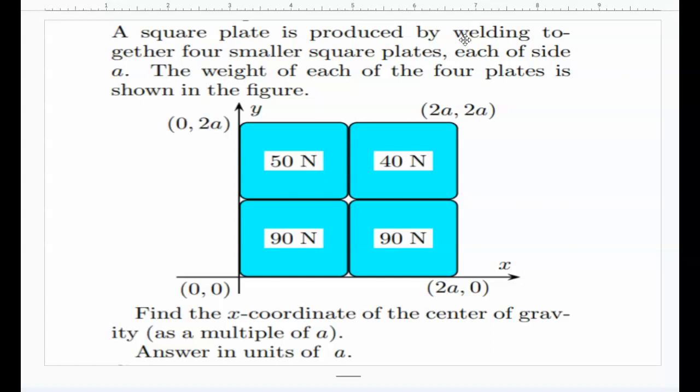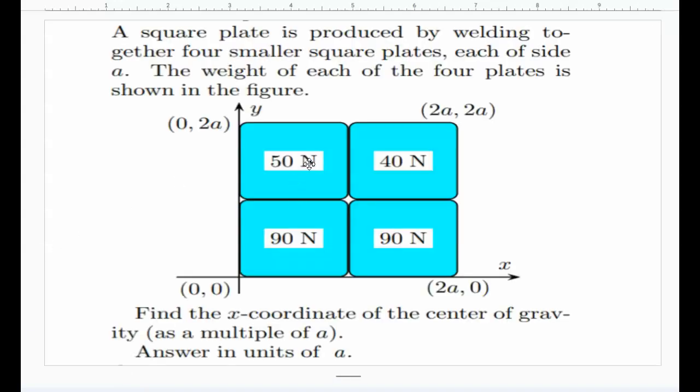I'm going to open up a new sheet for this, just so I have more room to write. If you want to take a picture of this image or pull it up on your computer, do so now. Let's do the calculation for the x-coordinate of the center of gravity as a multiple of A. First of all, we have here four different masses. I'm going to write down the four different masses. These are actually not masses, these are actually weights. So we have 50 newtons, 90 newtons, 40 newtons, and 90 newtons again.